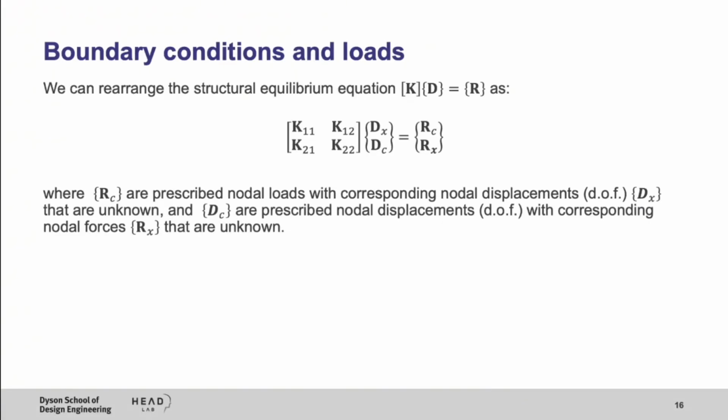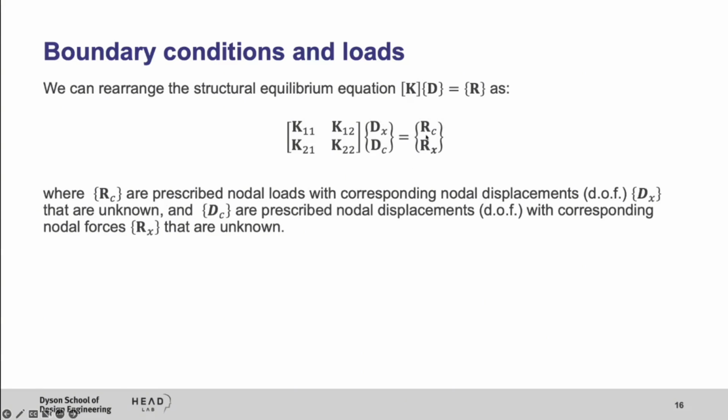So how do we apply boundary conditions and loads? Once we have done that, we know that some of the forces are known, some of the displacements are known, and some are not known. So we can rearrange the equilibrium equation to look like this, where we have RC, which are the prescribed nodal loads, and the corresponding displacement to these are unknown.